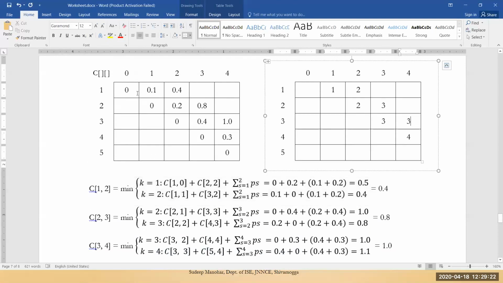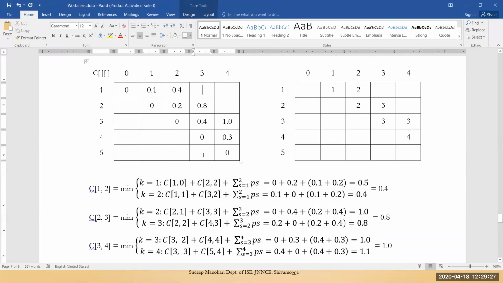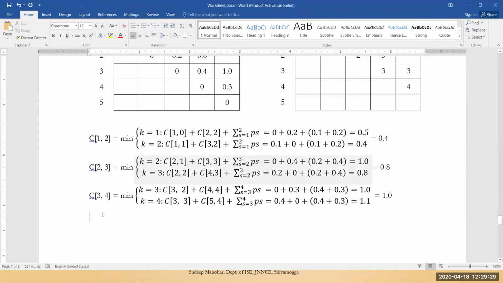Now what is next? Next one is this one, 1 comma 3. This cell we have to calculate, 1 comma 3. It is C of 1. Now the value of i is 1, j is 3. Now what k value ranges from? K gets 3 different values from 1 to 3: 1, 2 and 3.